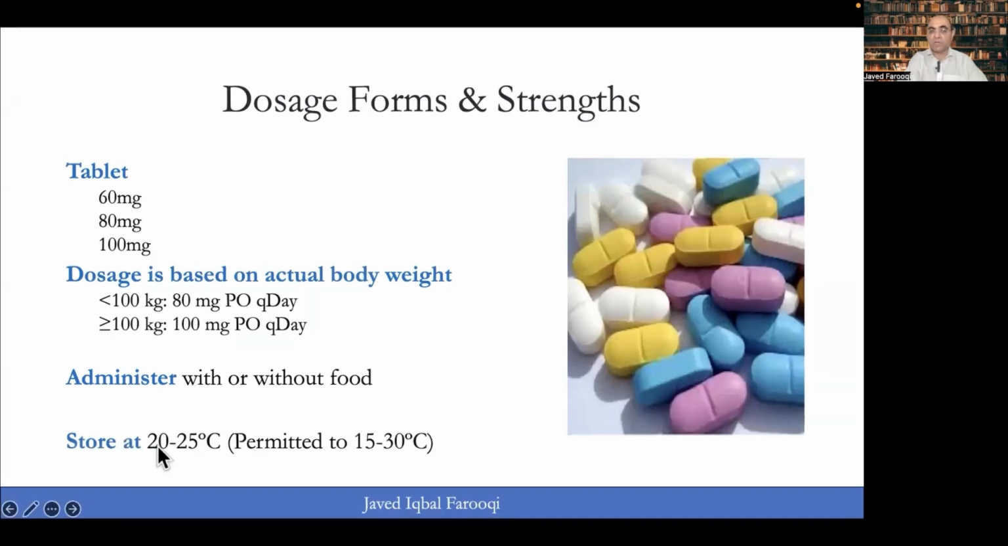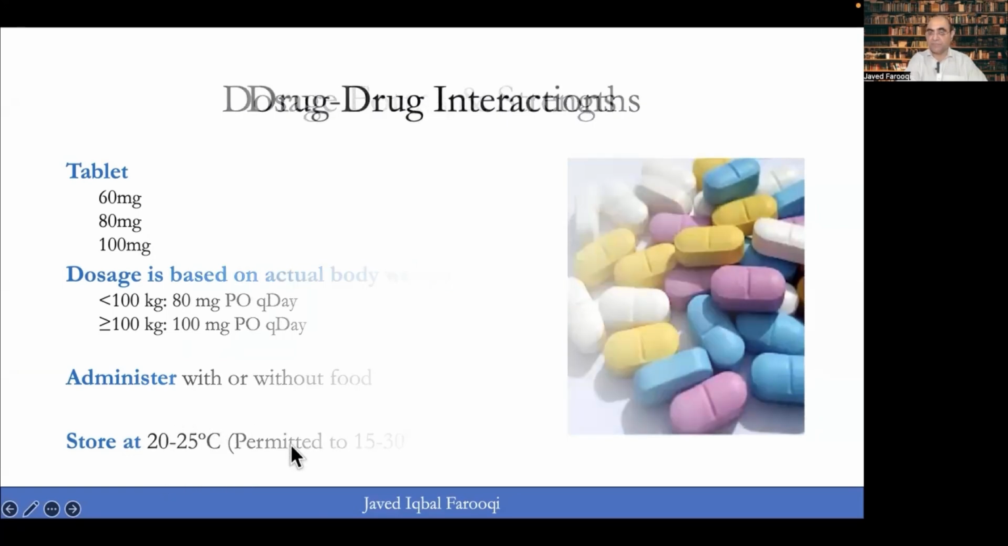And it should be stored at 20 to 25 degrees centigrade, and for a short time it is permitted to be stored at 15 to 30 degrees, but ideally it should be stored at 20 to 25 degrees centigrade.